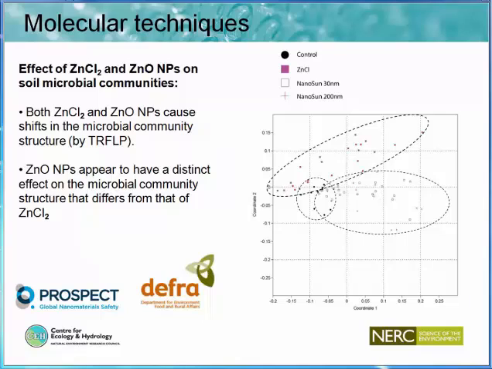And we've also done similar things to profile the changes in the microbial community structure due to spiking soils with either ionic zinc, a zinc salt, zinc chloride, or zinc oxide nanoparticles. And again, we can see here that the zinc oxide nanoparticles appear to have a distinct effect on the microbial community structure. It differs from that from the zinc chloride. And again, this supports the hypothesis that the nanoparticles themselves do have a direct effect. They're not just dissolving to form ionic zinc and then having an effect. The particles themselves are having an effect. Interestingly here, two different sizes of zinc oxide particle were tested, but they didn't appear to show any difference.